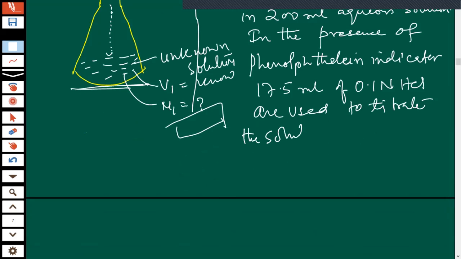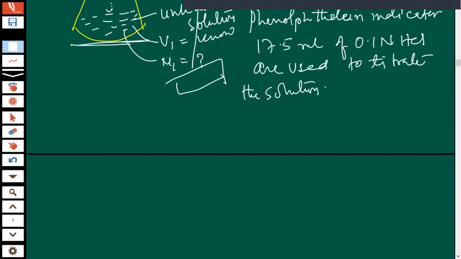Titrate the solution. Do you understand titrate? What we are doing, mixing and all, this is known as titrate. Now methyl orange. See, it is the second indicator.